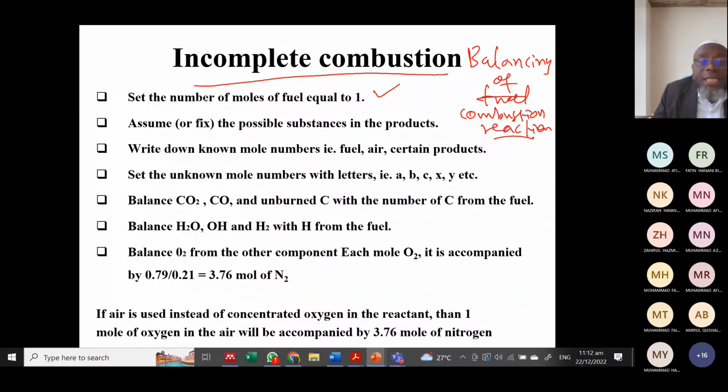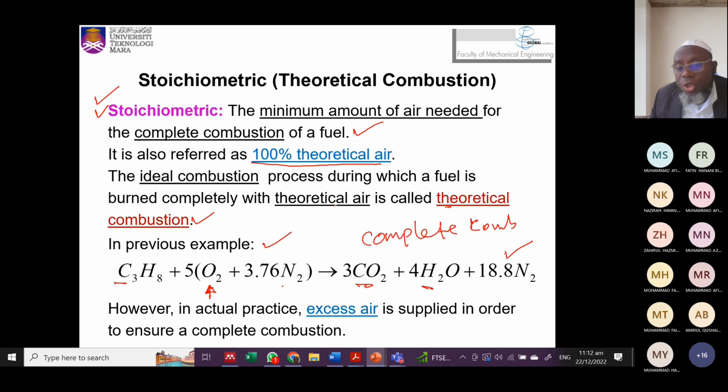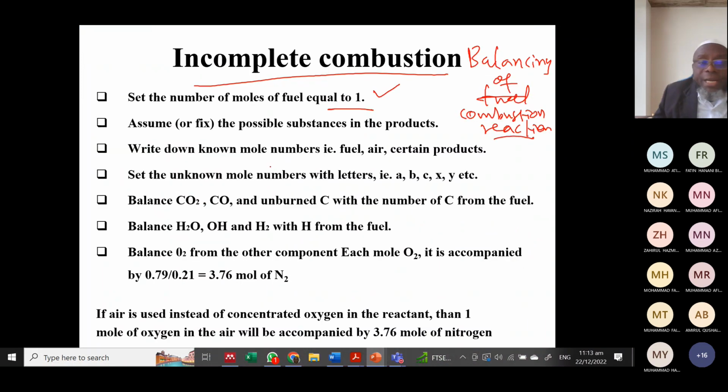One of the conditions is that you need to set the number of moles of the fuel equal to 1 and assume the possible substances in the product. For example, here, these are the possible substances in the product: carbon dioxide, water, and nitrogen. You understand me? So write down the known mole numbers in the fuel, air, and products, and set the unknown mole numbers with letters. I'm going to describe all these things by taking an example later on.